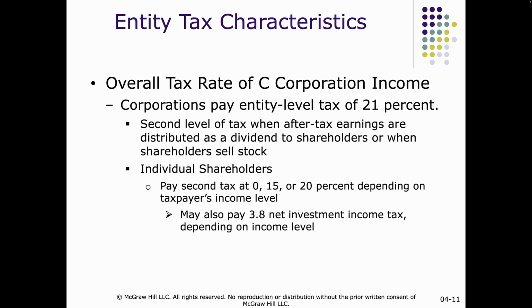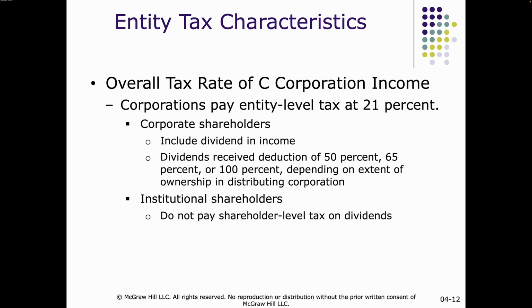So now let's talk about corporations and what they pay. They pay a 21% entity-level tax. Then there is a second level of tax when after-tax earnings are distributed as dividends to the shareholder or when a shareholder sells stock. So as an individual shareholder, you will pay a second tax, whether it's 0, 15, or 20%, depending on the individual taxpayer's income level. And additionally, you can also pay another 3.8% net investment income tax, again depending on your income level.